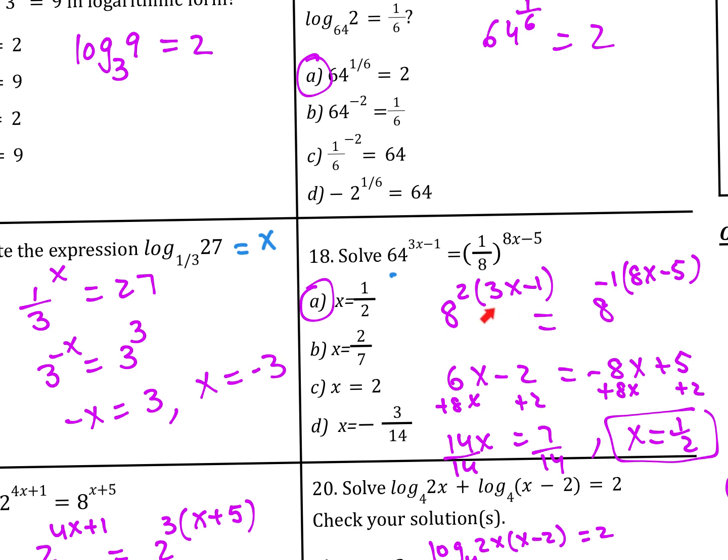Base same, powers are equal to each other, so 2 times 3 is 6x minus 2 equals negative 8x plus 5. Add 2 on both sides, add 8x on both sides, you got x equals 1 over 2.